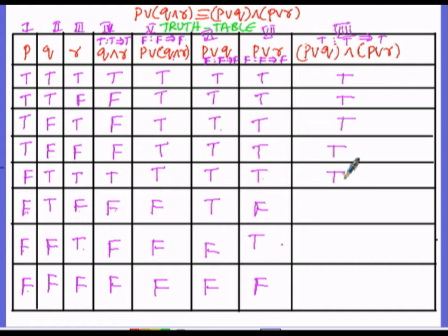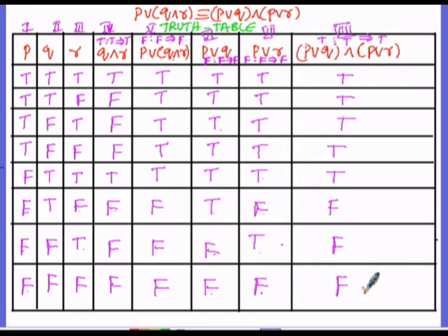Whereas in the remaining, here one is true, the second statement is false. In the next case, the first one is false and the second one is true, and in the last case, the first one is false and the second one is false. So here, therefore, the remaining all will be false.